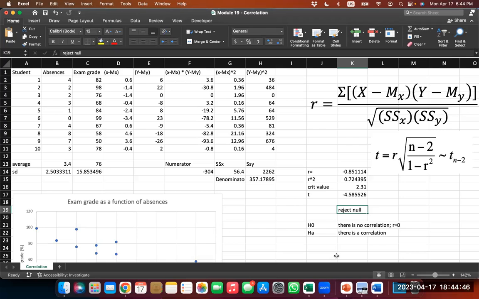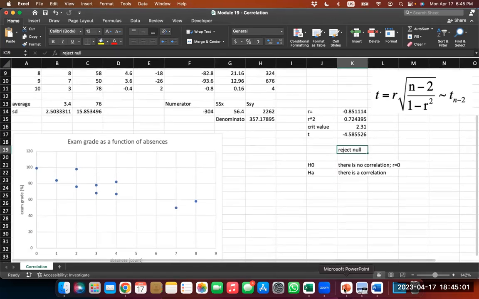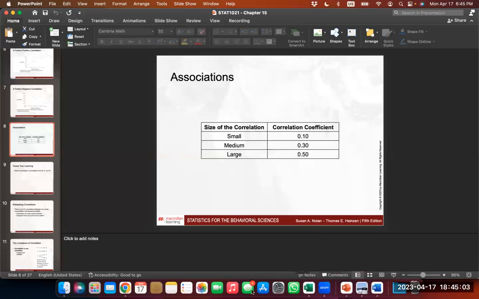Squaring this R gets us to an R squared, and we can also utilize this to calculate a T, which allows us to hypothesis test this association as either being significant or not significant. Good. Okay, back to the concept.